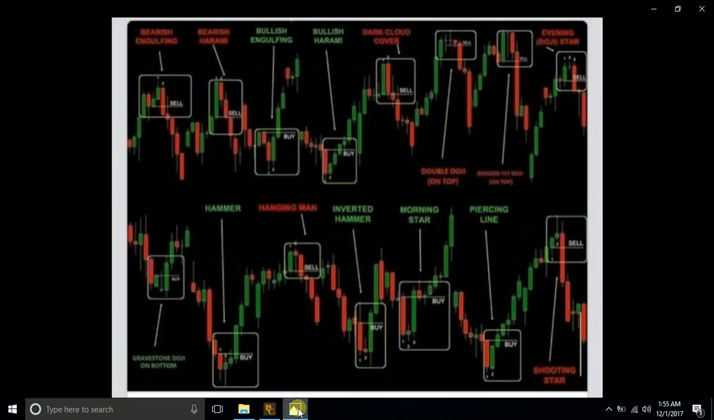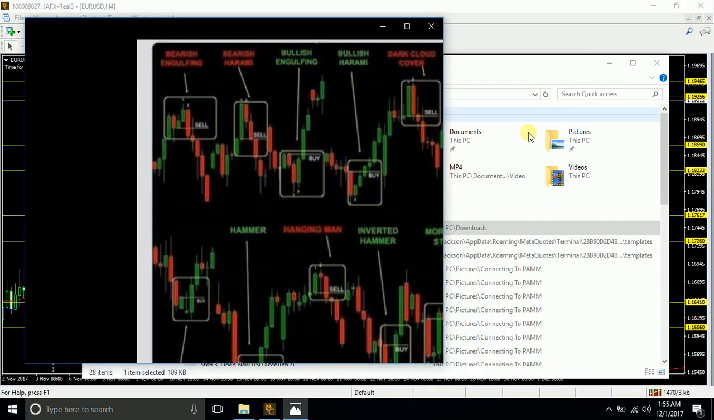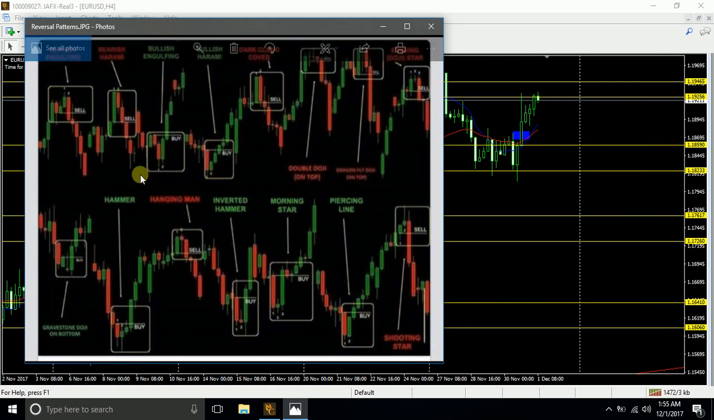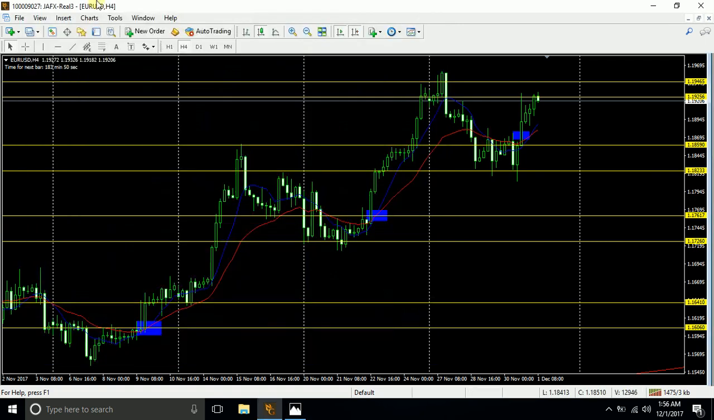Just a moment, I'm loading up our reversal patterns image. Now, using this chart is how we'll get assistance with identifying our chart patterns.